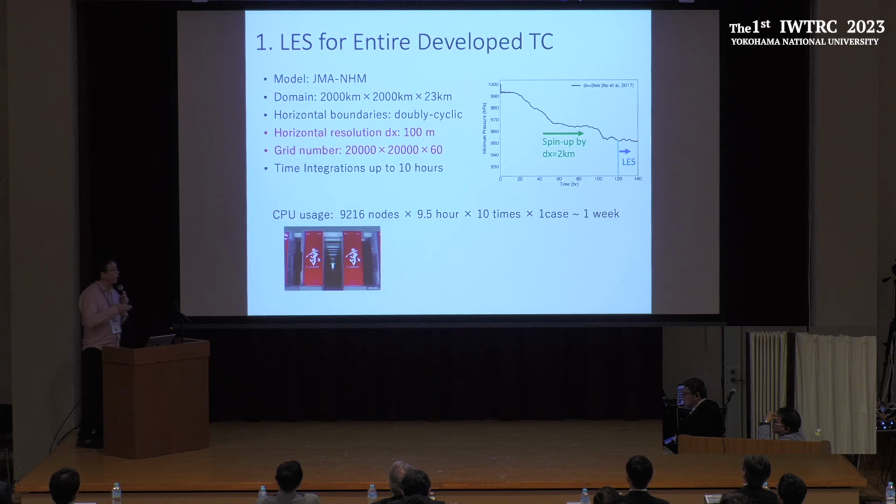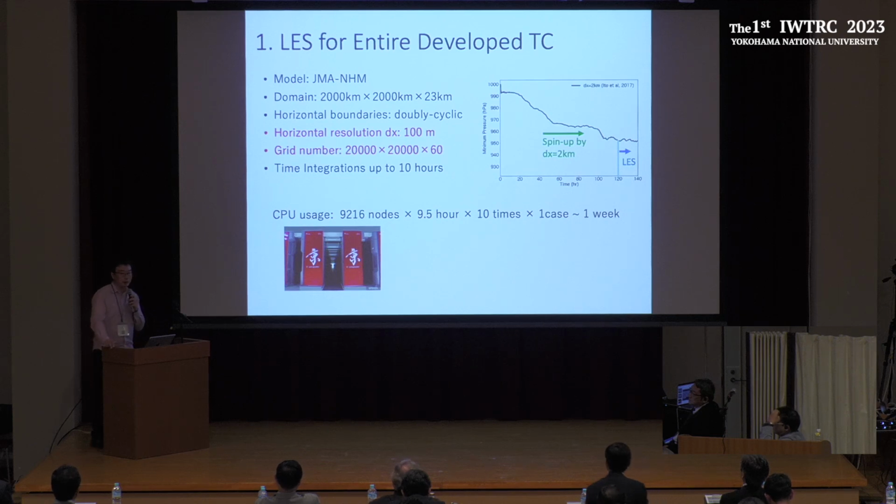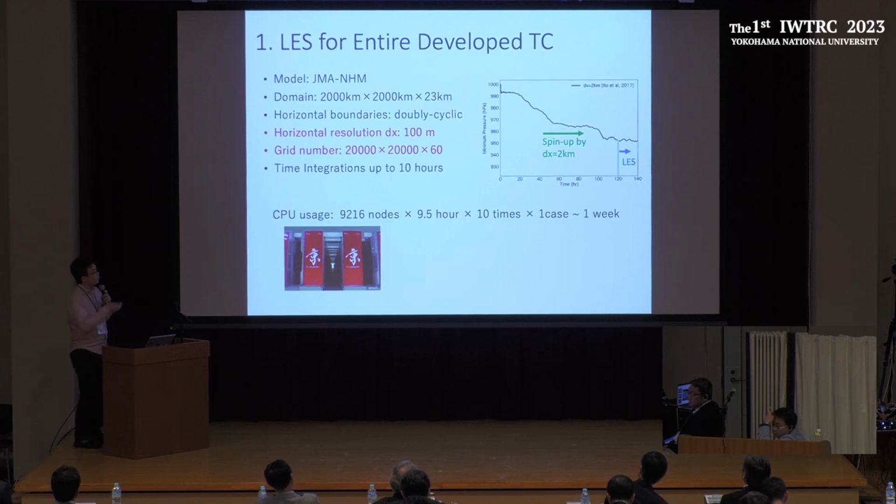we use the JMA-NHM, which is a typical regional mesoscale numerical weather prediction model, which was used in JMA as the previous operational model. The domain covers 2,000 by 2,000 kilometers, and the horizontal boundary is doubly cyclic. So that means idealized simulation. The horizontal resolution is 100 meters, and the grid number is huge, as you see.